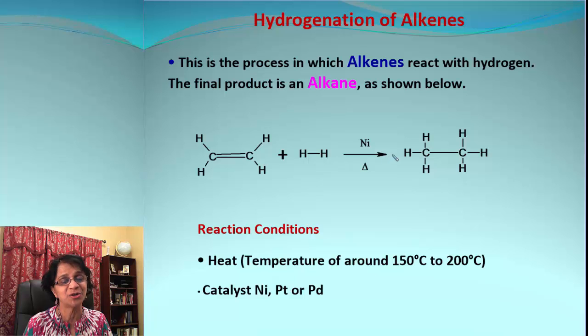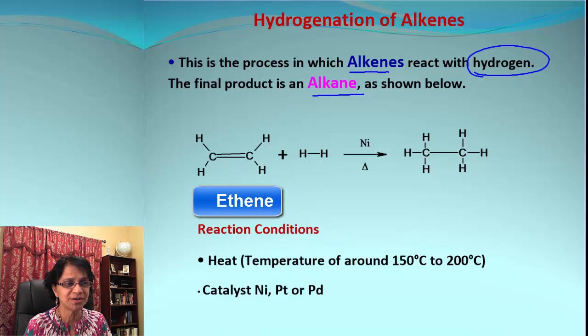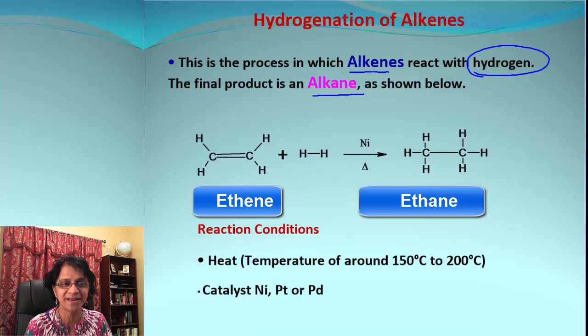The first one is hydrogenation. This is a reaction in which an alkene is going to react with hydrogen, and that's why it's called hydrogenation. And what is the product? That is simply an alkane. So let's look at the example which we have. This is a 2-carbon atom alkene, which is ethene, and then hydrogen is reacting with ethene, and what we get is a simple alkane which will be called ethane in this case.